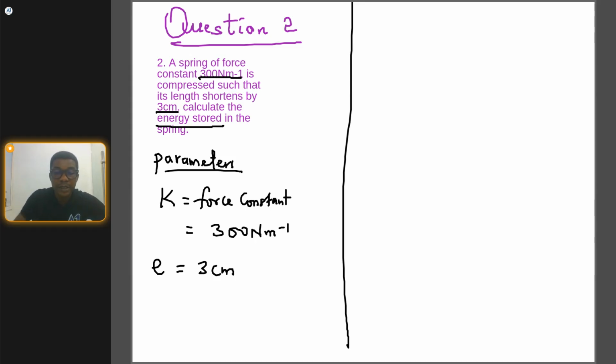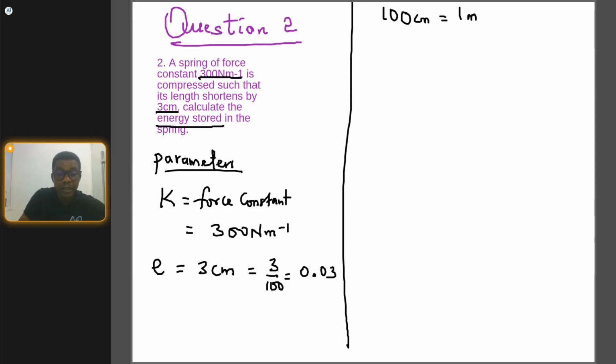Of course, you should know that 100 centimeter makes 1 meter. So if you are going to get 3 centimeter in meter, you are going to be dividing 3 by 100, and that will be 0.03. That will be the value.